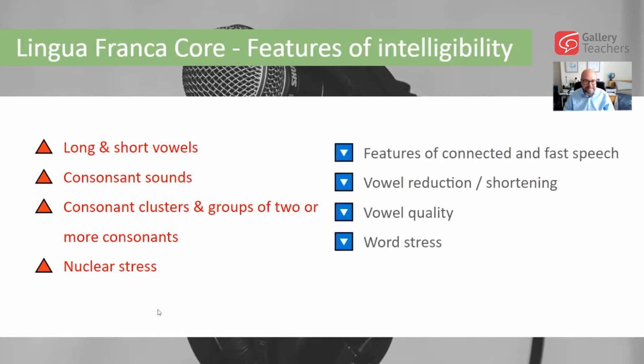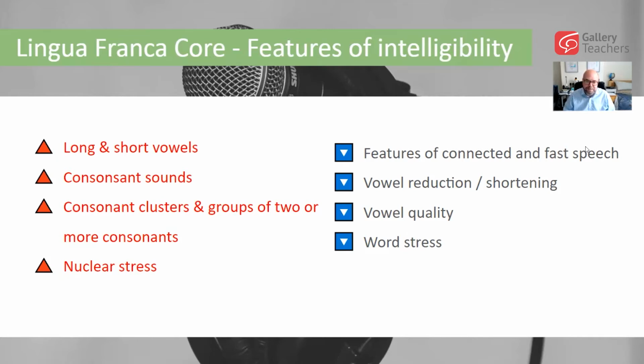Whereas here on the right is an inventory of the pronunciation features that traditionally appear in course books. If you look in the Headway pronunciation series, for example, all of these appear, but in fact, you'll see features of connected and fast speech are not considered necessary for intelligibility. In other words, if I speak like this, it's not going to impact my intelligibility, but it may impact how natural I sound.